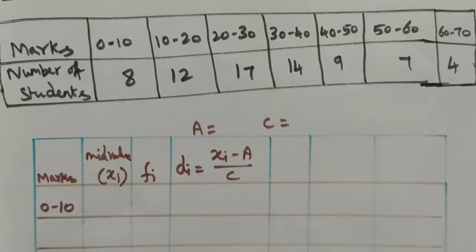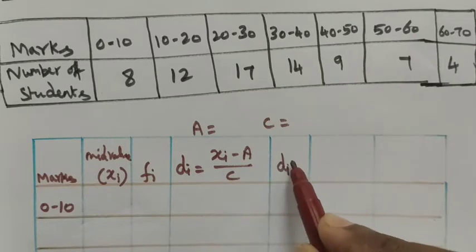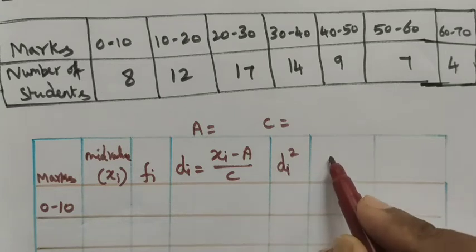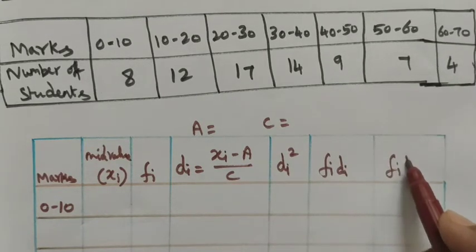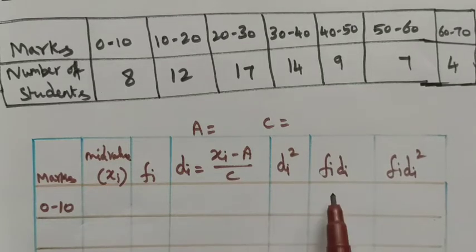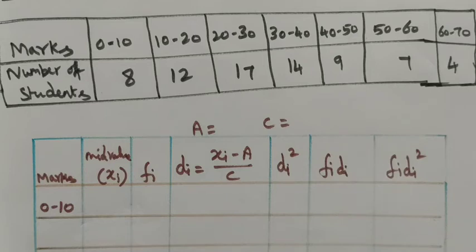Let's take it one by one. Here we want to find out additionally di square, because it is very easy to find fi di square, so that's why I am taking di square, and then fi di, and then fi di square. We know the standard deviation formula for the step deviation method: c into root of summation fi di square divided by n minus summation fi di divided by n whole square is the formula, right?